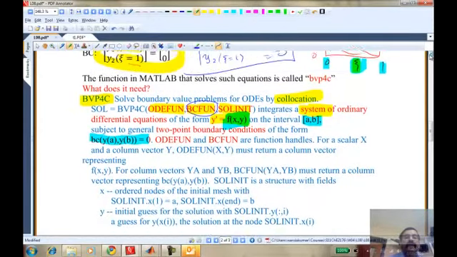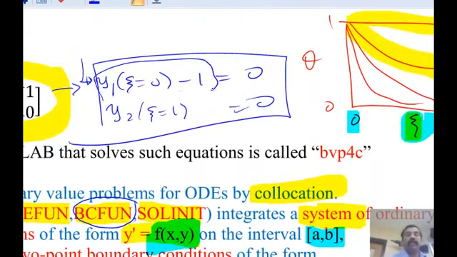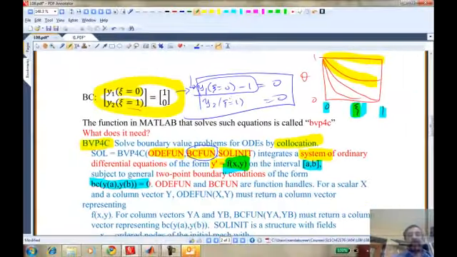I'm trying to go to the boundary condition. See, here it is: Y1 minus 1. That is the first equation for the boundary condition, and it is at psi equal to 0. If it is at psi equal to 0, you call it YA. If it is at psi equal to 1, you call it YB in MATLAB's terminology. So Y2 at B is 0, and Y1 at A minus 1 is equal to 0.